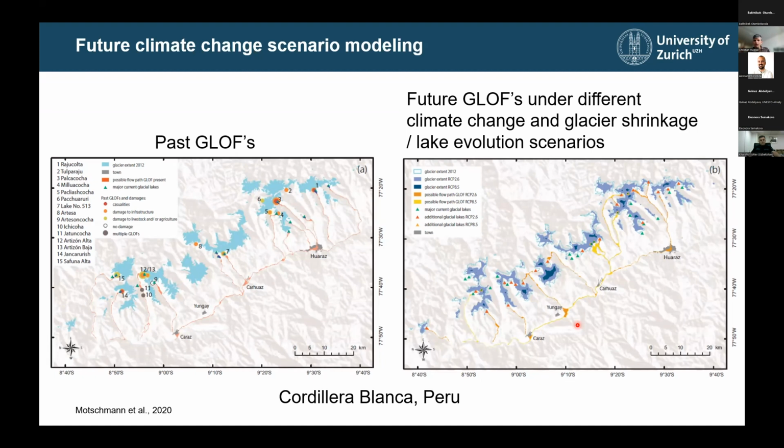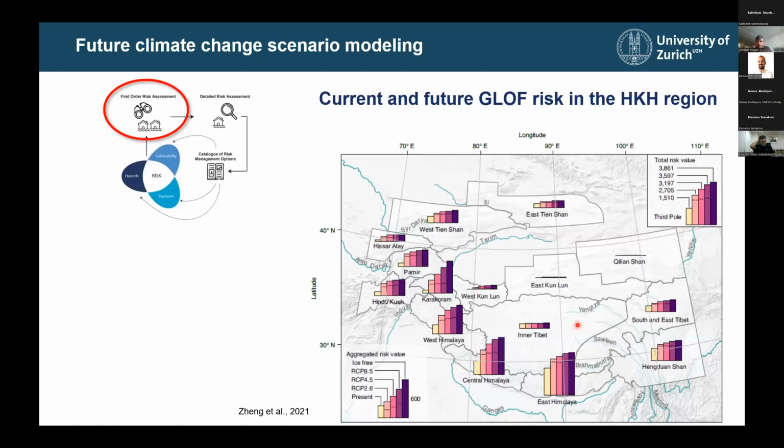For instance, here in the Himalaya region, we have a current and future GLOF risk, also depending on different warming scenarios. So from low present to even ice-free, and this was also calculated with a computationally fast and simpler GLOF model. But just to show you what you can do with GLOF modeling on this level.